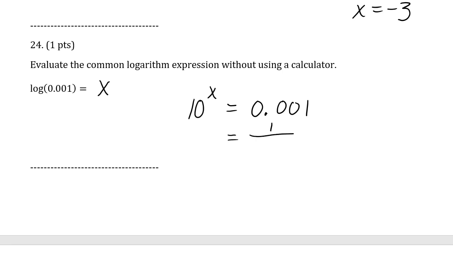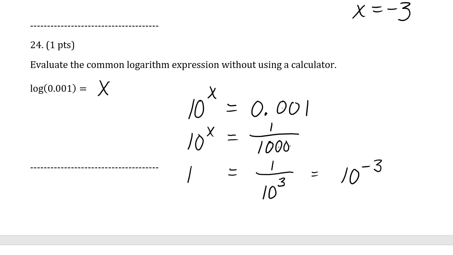0.001 can be written as a fraction of 1 over 1,000. You get a 1 and a 0 for each of the decimal places. Now that I have it written this way, it is very similar to the last problem. What I do is I rewrite 1,000 as 10 to the third. Each 0 gives me a power. So 3 zeros, power 3. Then I'll take that number and I'll rewrite that as 10 to the negative 3. That means that x must be equal to negative 3.